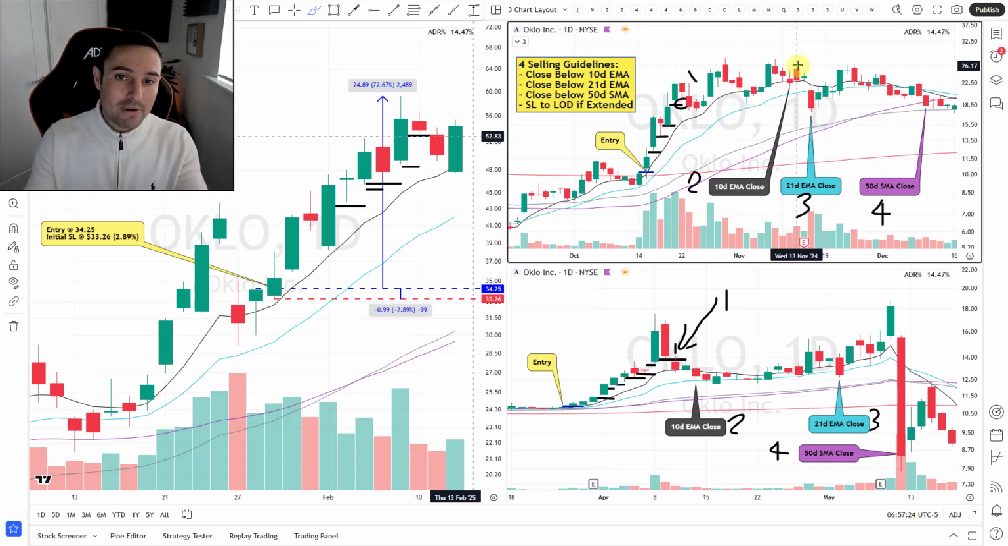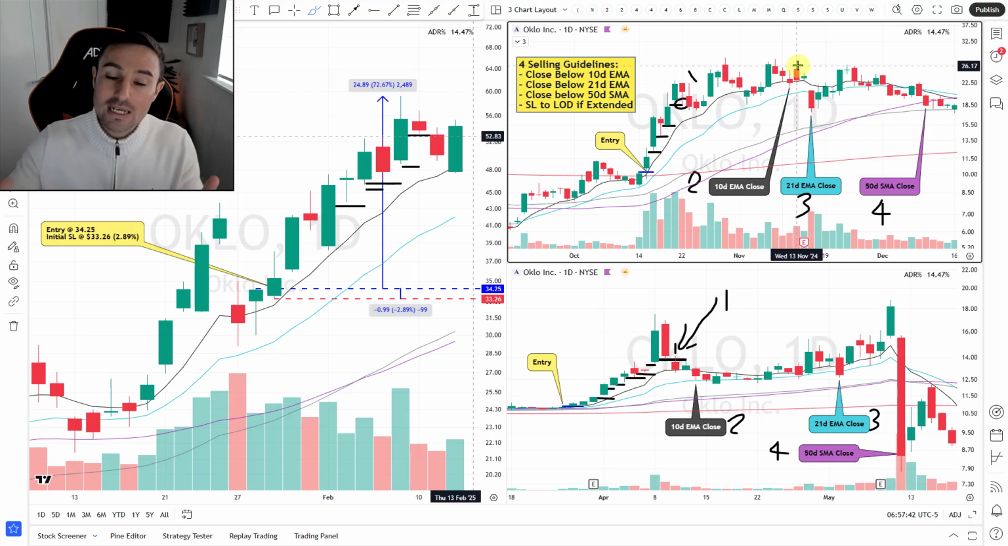But again, what I'd emphasize here, just to wrap the video up, is different stocks move differently. Okay, Oklo is going to move differently to Nvidia. Nvidia is going to move differently to Microsoft. So what you've got to do is go back and assess the character of the stock and go, okay, what is going to be best for the type of setups that you trade? They may not be the type of setups I trade.